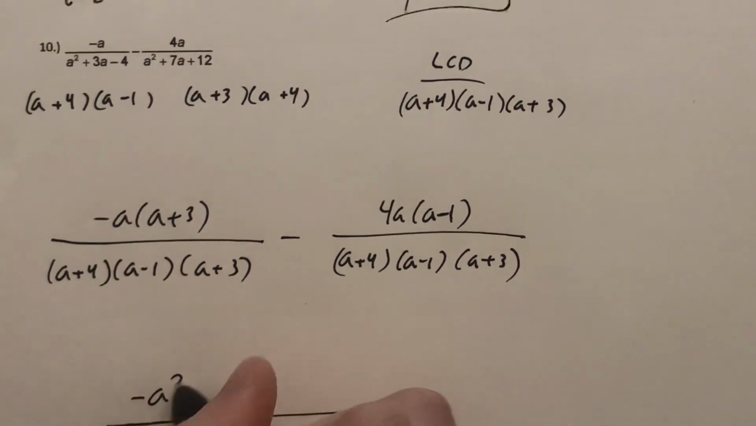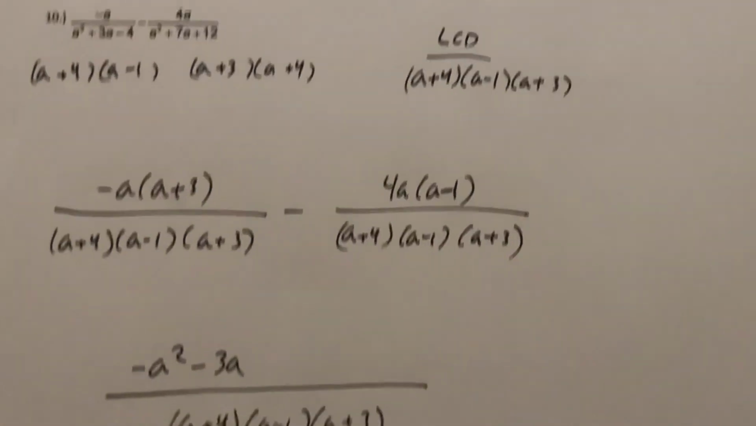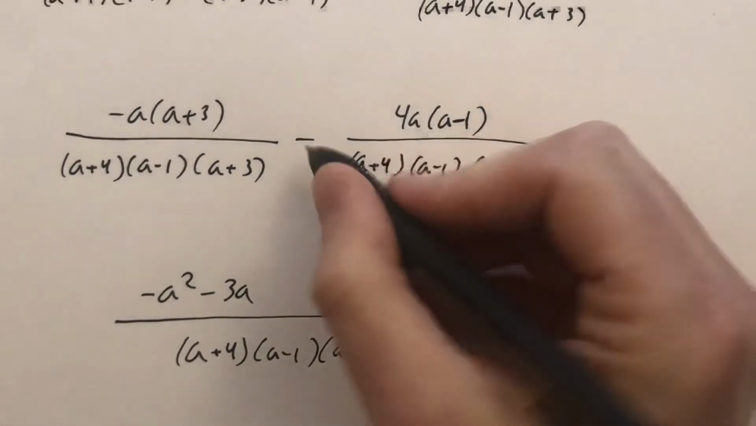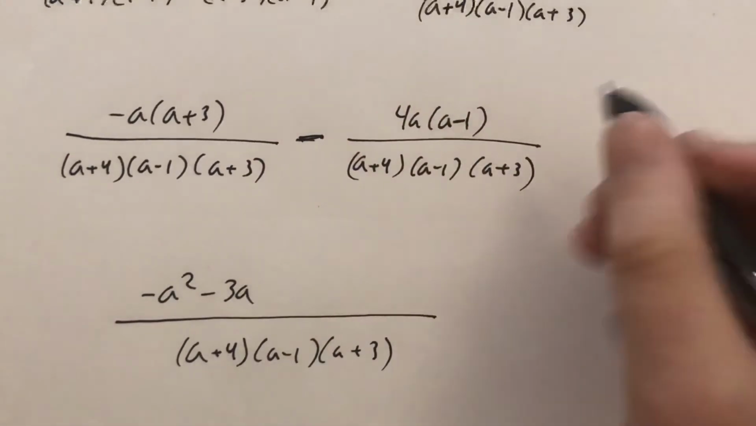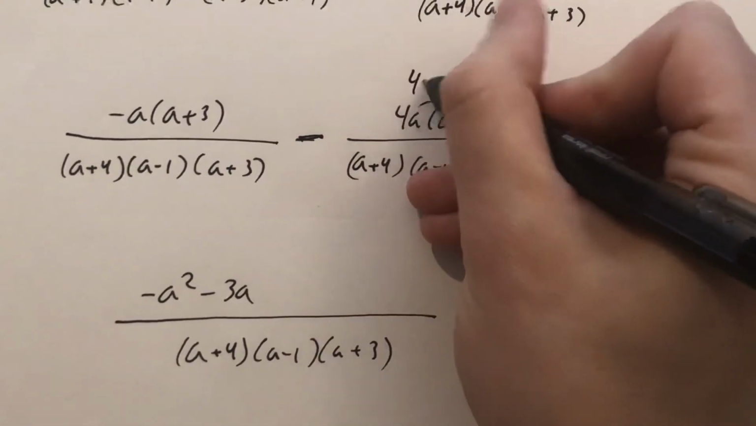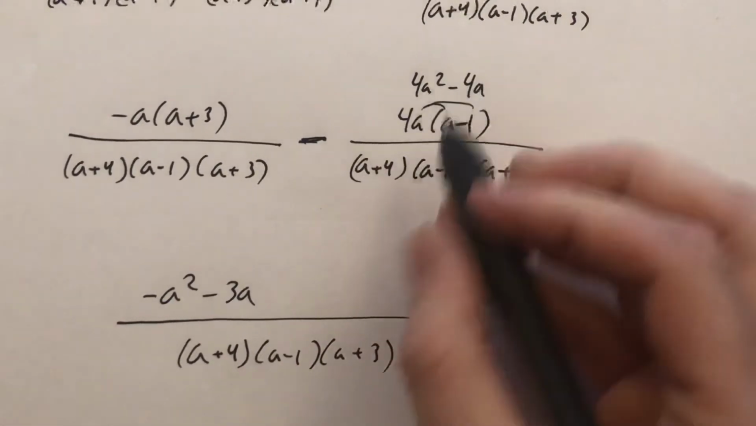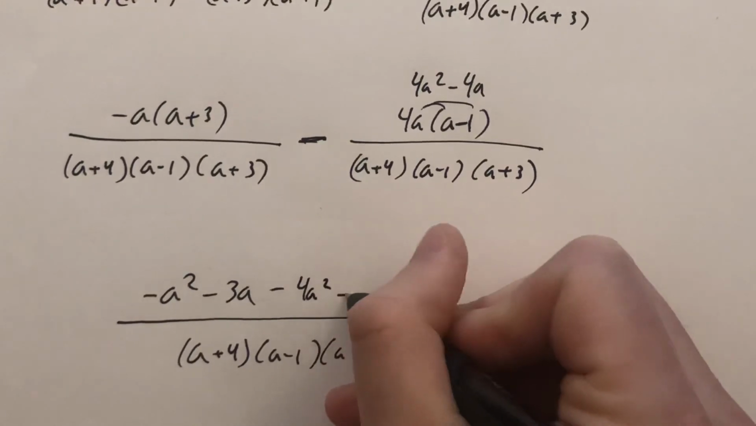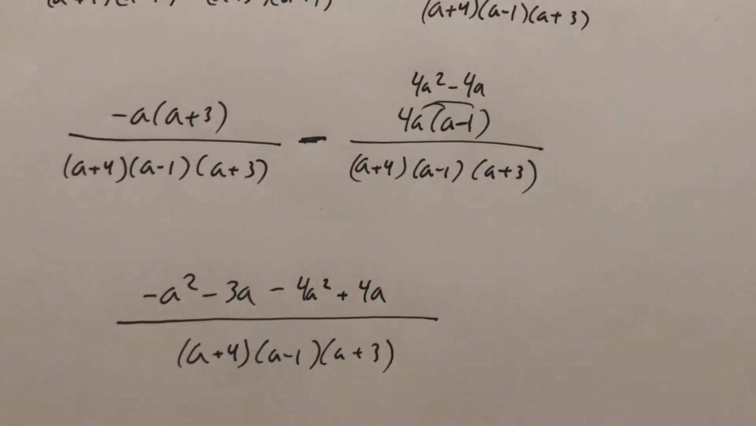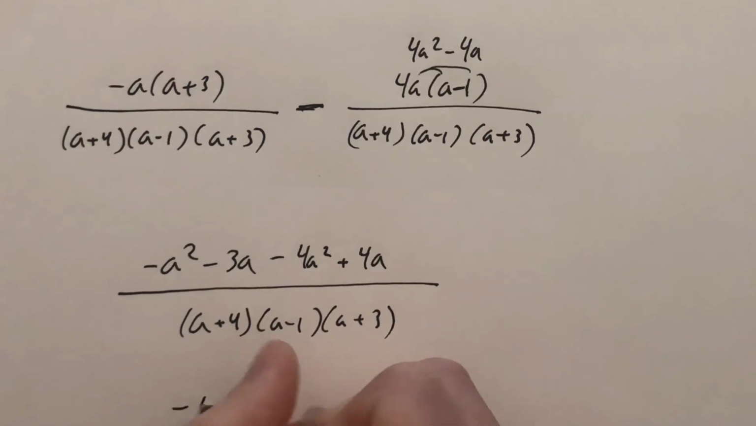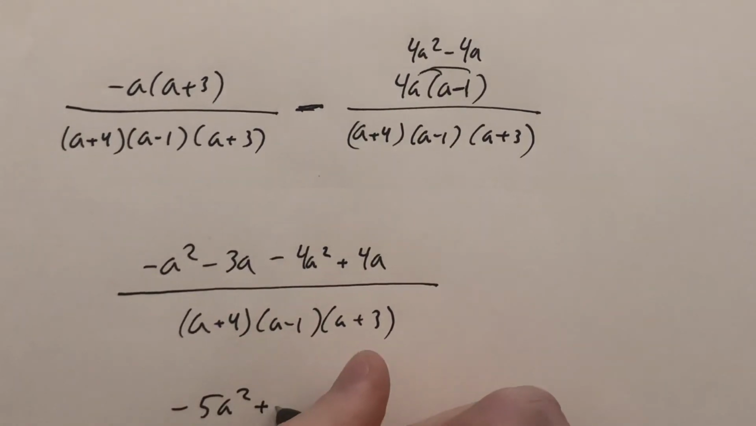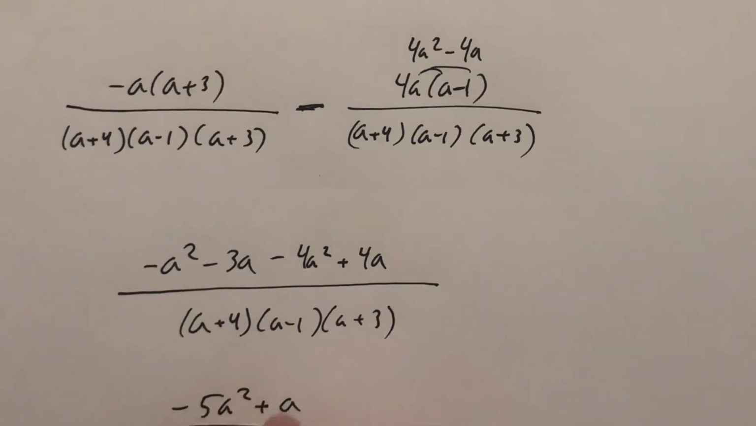Up here we'll have negative a squared minus 3a as I distribute that. Again, with a minus sign, either do it in 2 lines or be careful. I'll go ahead and just do a quick distribution here and see that's 4a squared minus 4a, but then minus all of that will be minus 4a squared and plus 4a. Now, from there, we can combine like terms and get negative 5a squared plus an a up top, with that same denominator down below.